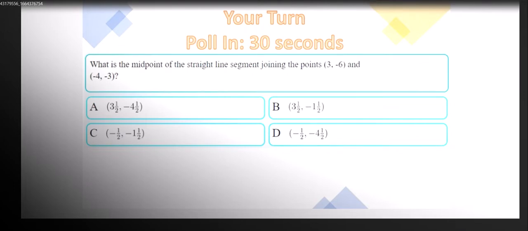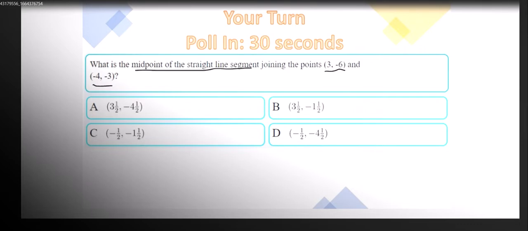Let's put that into practice. I'm going to give you 30 seconds, but I'm not starting the timer yet. I'll tell you when I start the timer. We have 2 points, (3, -6) and (-4, -3). What is the midpoint of that straight line segment?